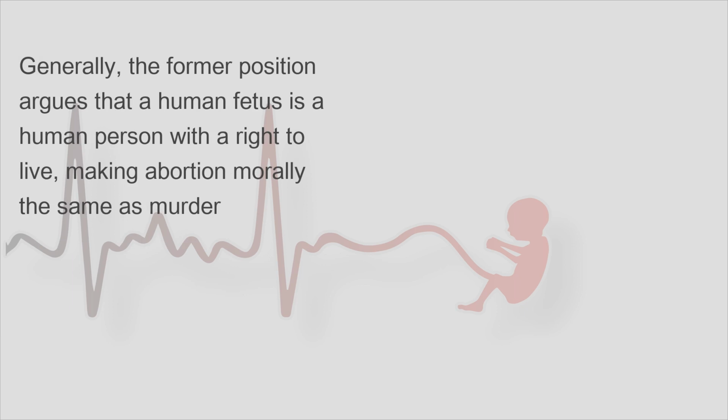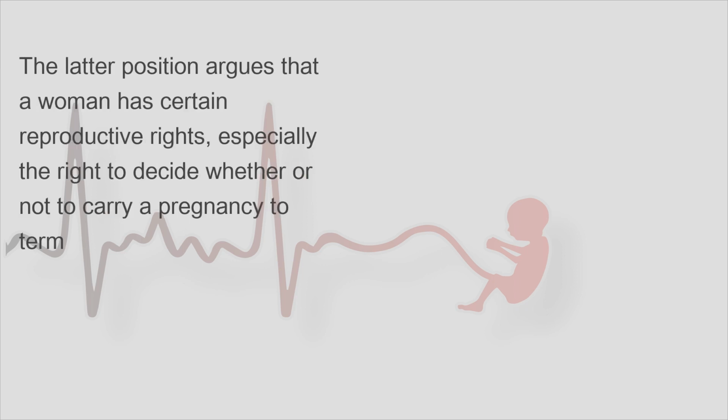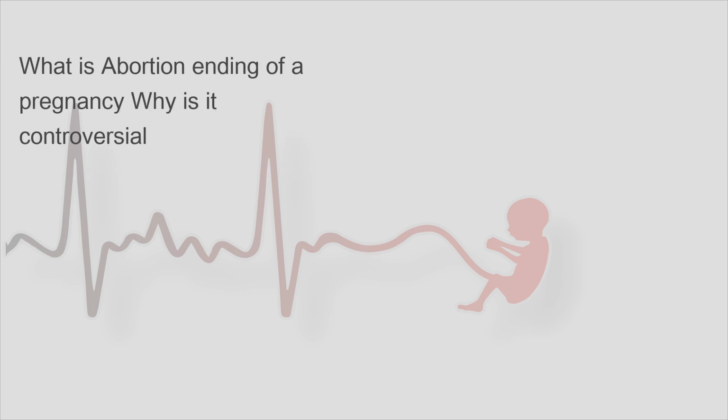Generally, the former position argues that a human fetus is a human person with a right to live, making abortion morally the same as murder. The latter position argues that a woman has certain reproductive rights, especially the right to decide whether or not to carry a pregnancy to term. What is abortion? Ending of a pregnancy.